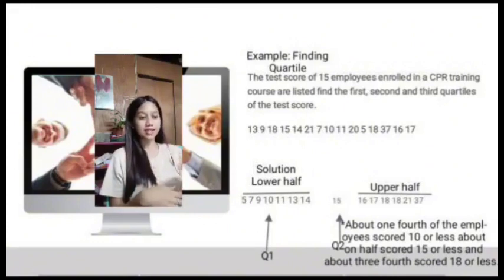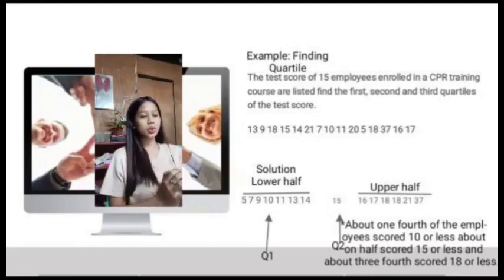This is the test book again. So here we say that one quarter of the scores are 10 or less, which is Q1. About one half are 15 or less, which is the middle, Q2. Then we say 75% of the scores are 18 or less.